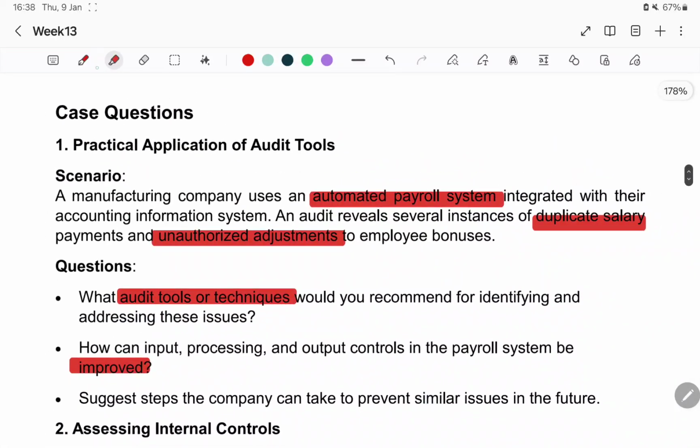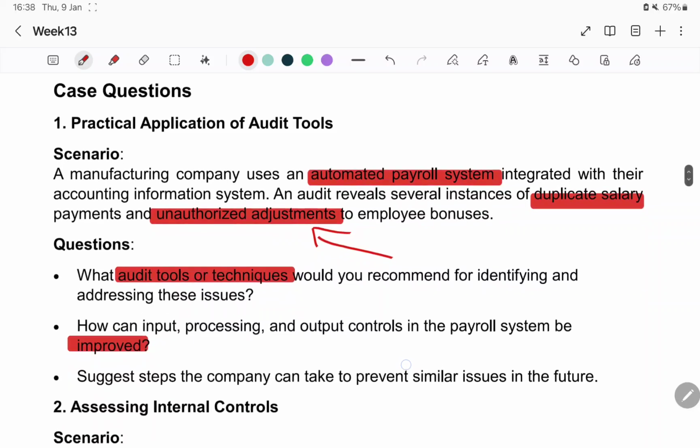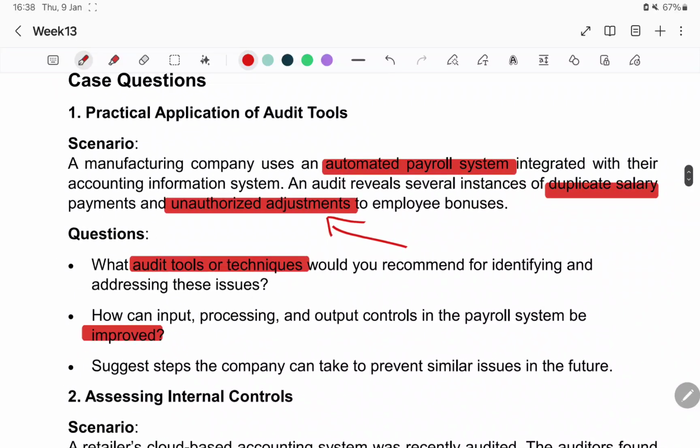So the first thing I point out is very clear, because it's already on top: unauthorized adjustment, right? So what you want to do is segregation of duty, password, encryption of the password. Unauthorized adjustment to employee bonus. So how can you improve this one?